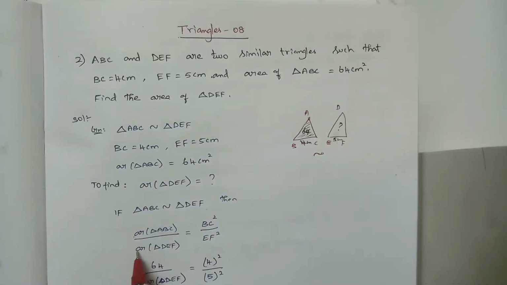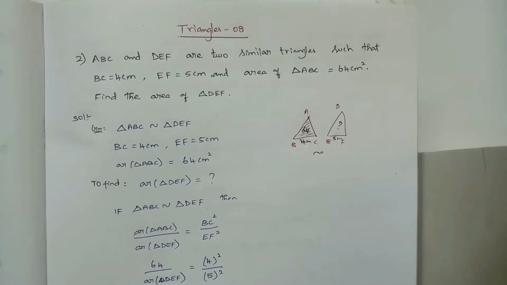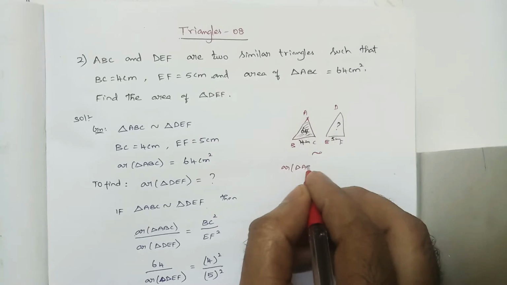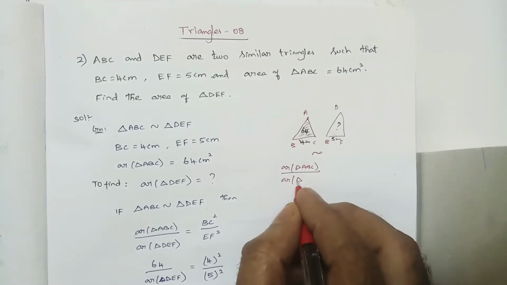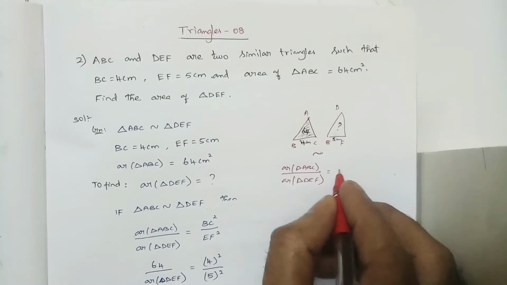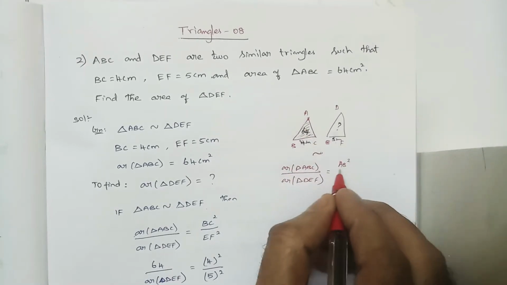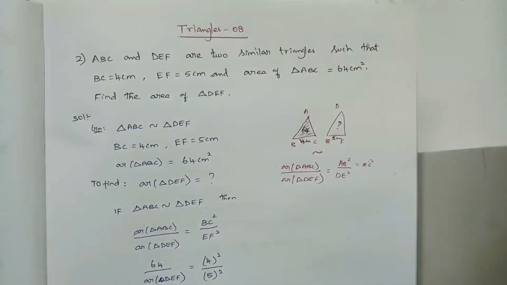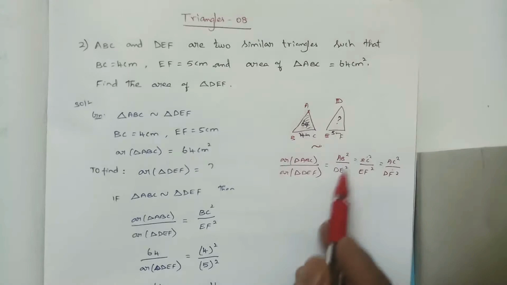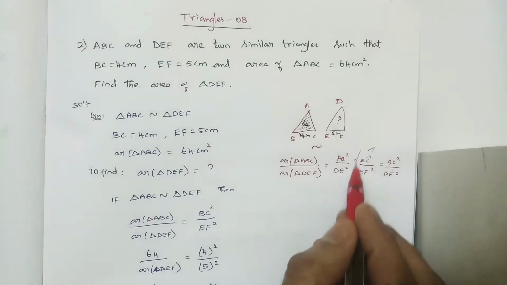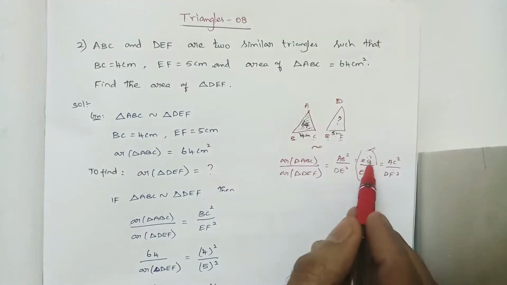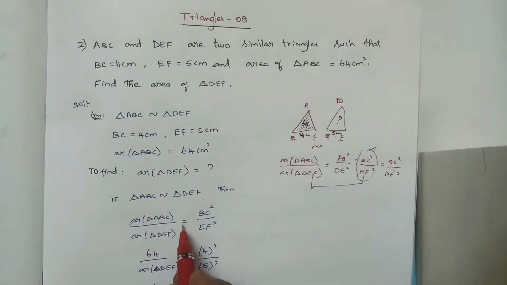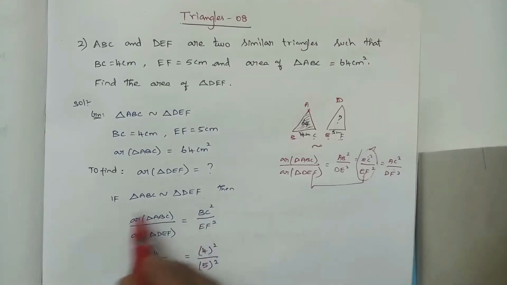If these two triangles are similar, then area of triangle ABC divided by area of triangle DEF is equal to AB square divided by DE square, which is equal to BC square divided by EF square. These ratios are equal, but we know the length of BC and we know the length of EF, so I'm just equating these two alone. So area of triangle ABC divided by area of triangle DEF is equal to BC square divided by EF square. Substitute the values and simplify.